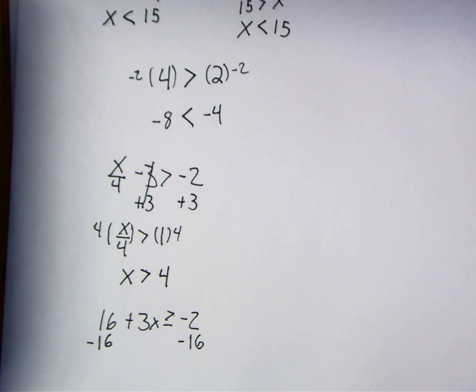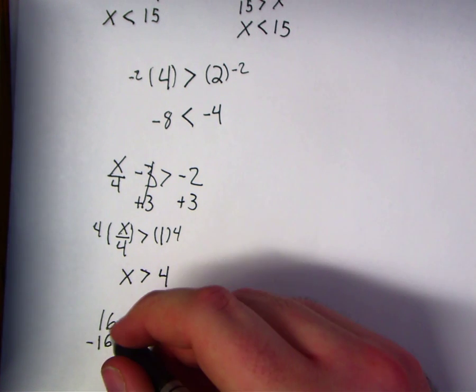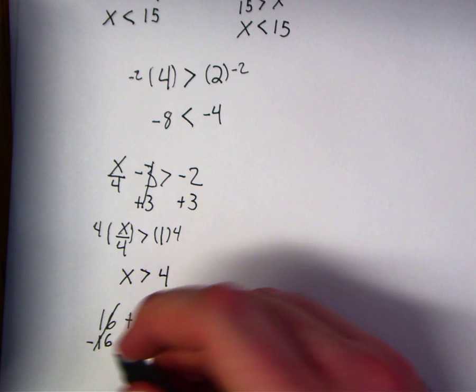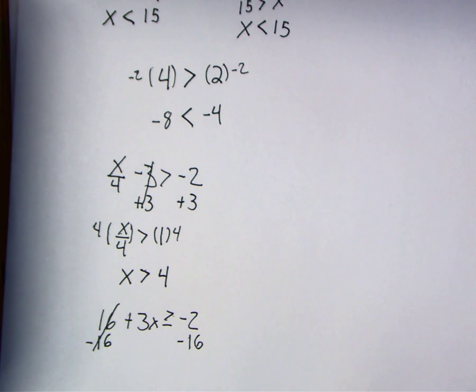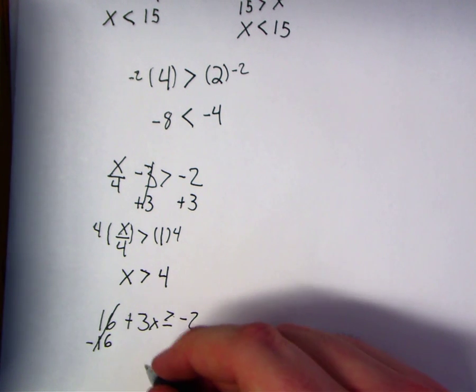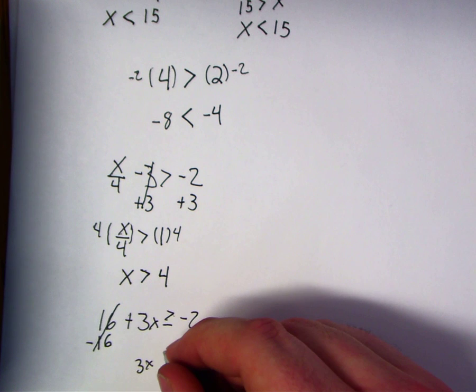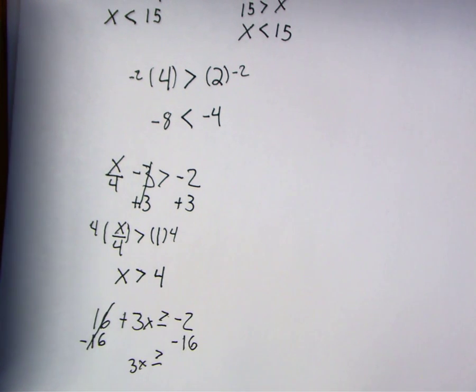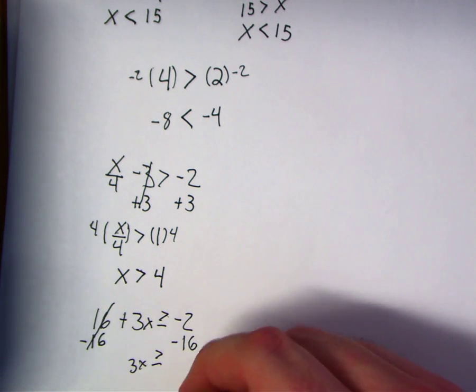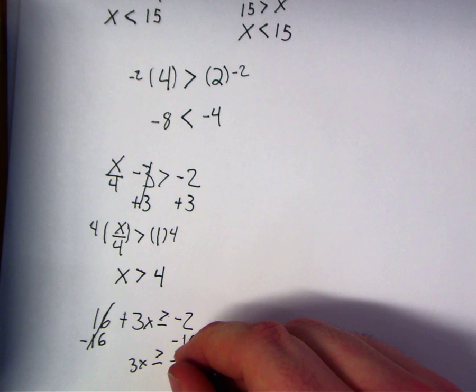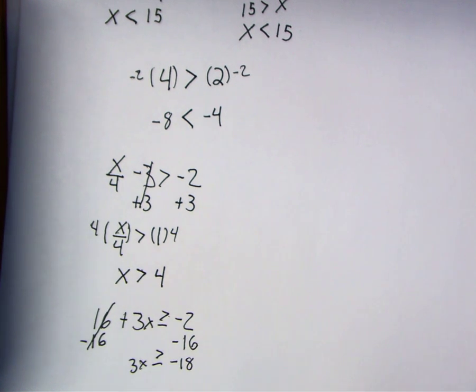Alright, so if we have subtracted our 16, positive 16, subtract the 16, that's going to give us a 0. And then we'll be left with 3x greater than or equal to, and we have negative 2 and negative 16. If we add those two negative numbers together, we get a negative 18. Okay, that leaves us with 3x is greater than or equal to negative 18.